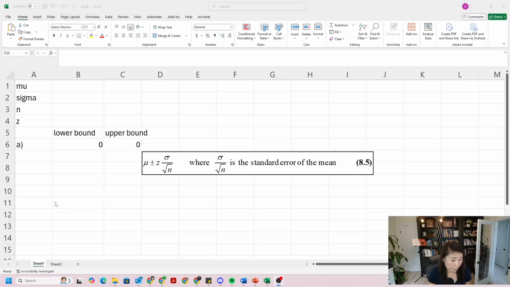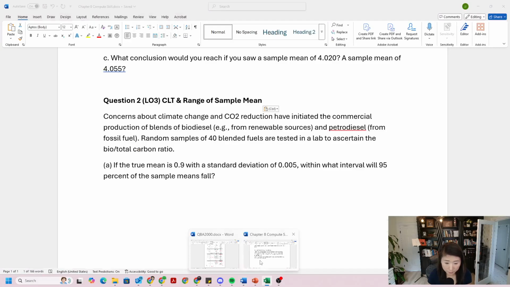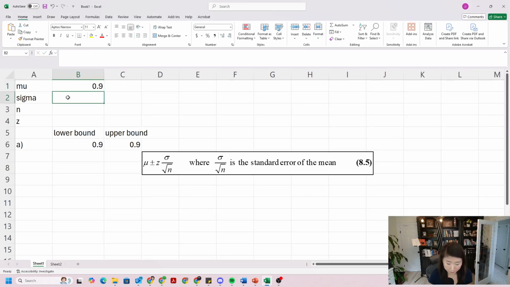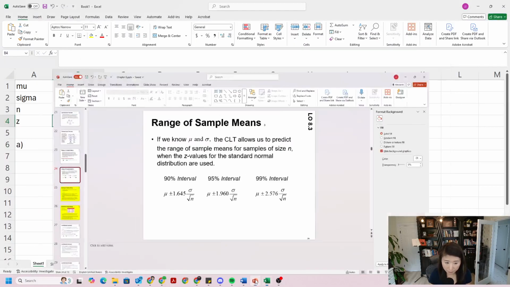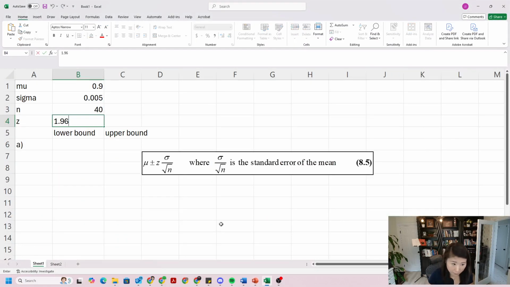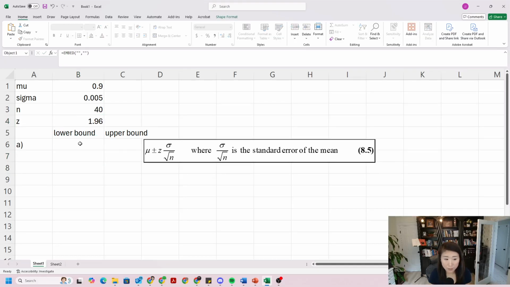After we have that information, we open an empty Excel spreadsheet and start to put it in. Based on the question, the mean is 0.9, that's the mu value. The standard deviation is 0.005, and the sample size is 40. Then the z-score for 95%, based on our PowerPoint, is 1.96.